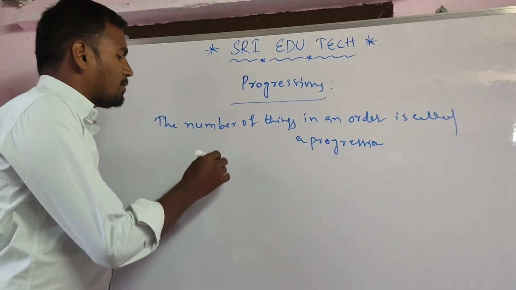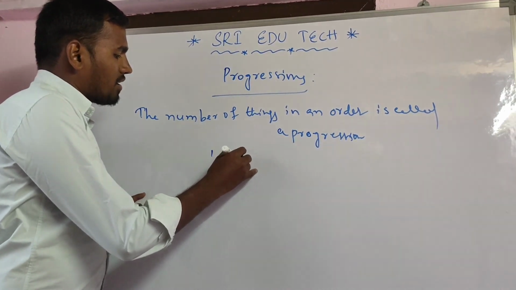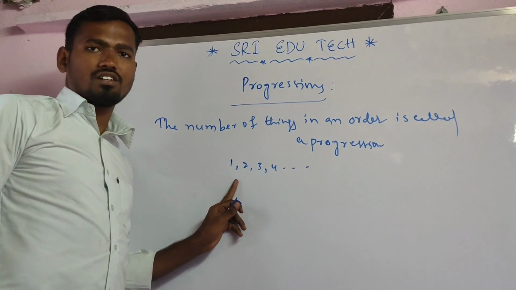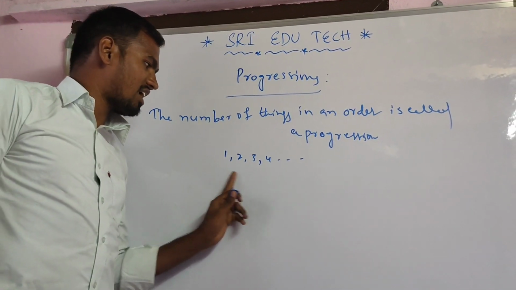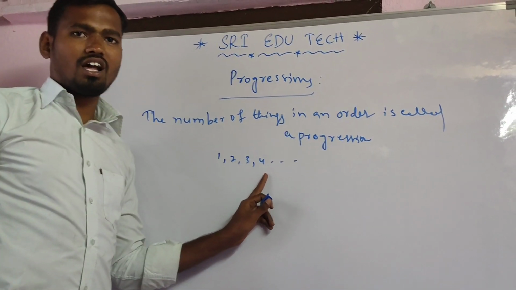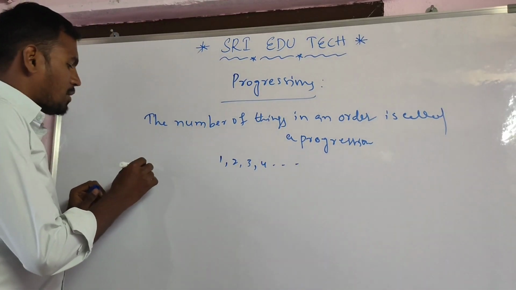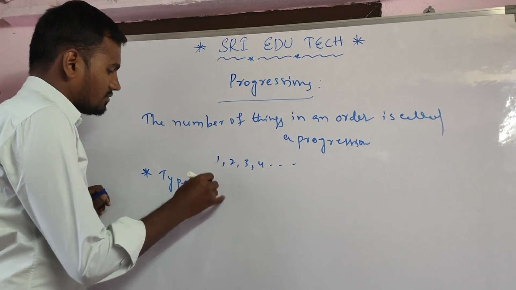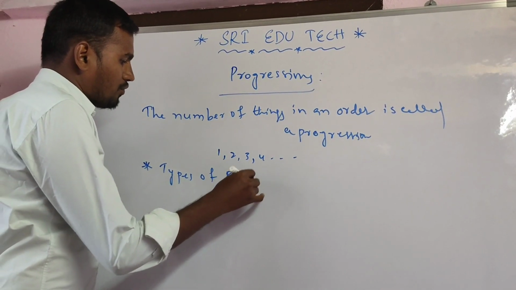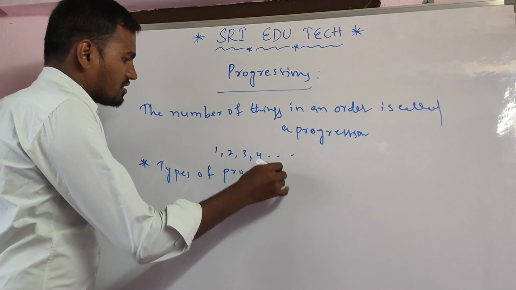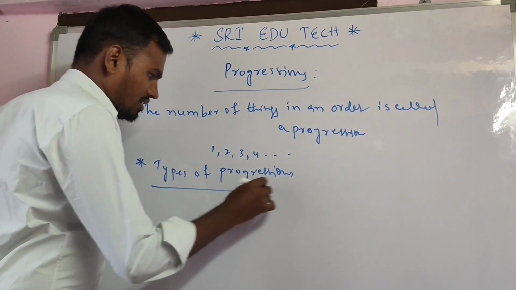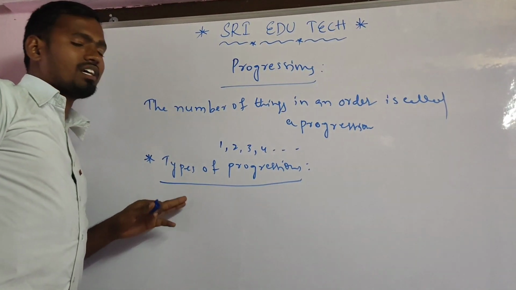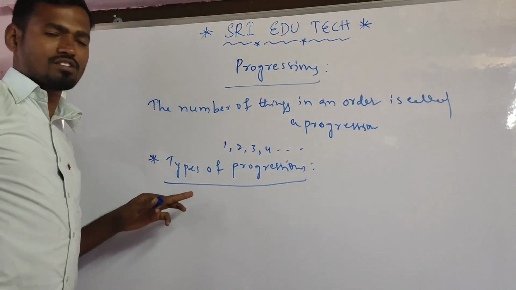Let us take an example: 1, 2, 3, 4 and so on. This is called a progression because it is in order. Now, types of progressions. You have mainly 3 types of progressions, but in 10th class you have only 2 types of progressions.